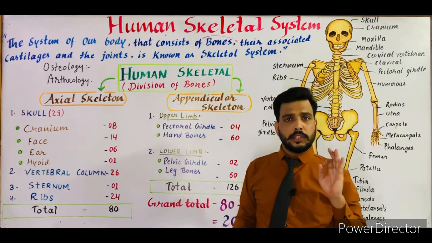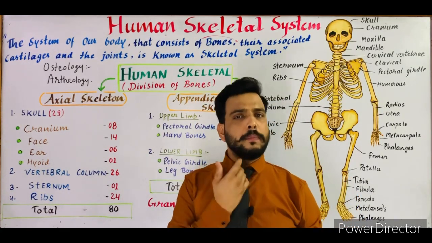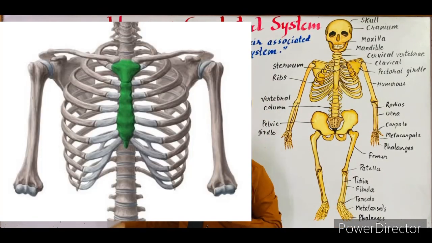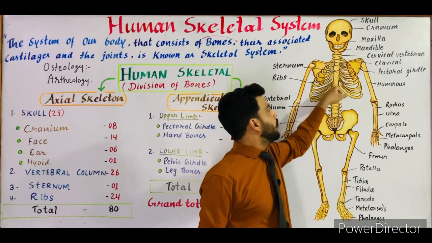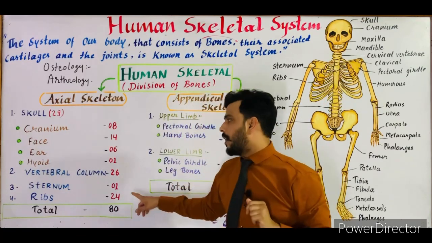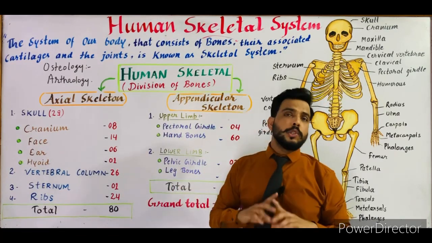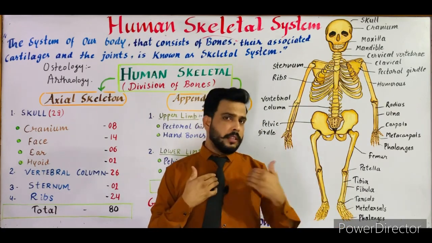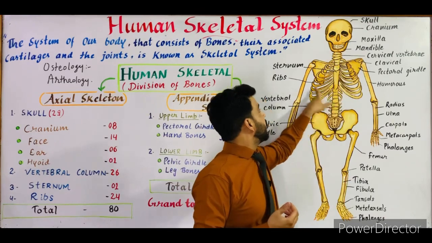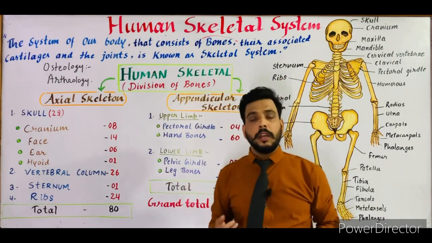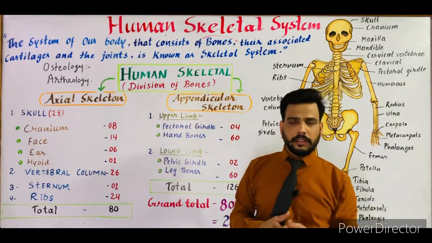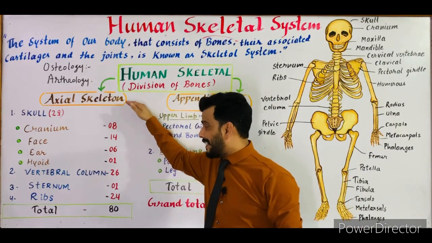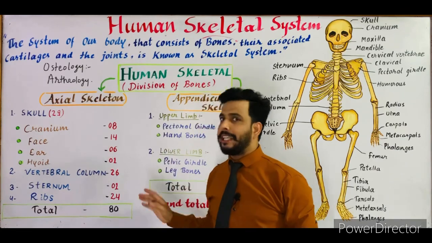Now the next is the sternum. As I told you before, the front part of the human thorax is known as the sternum. It is a single bone, so it is 1. And the last is the ribs. Ribs are 12 pairs, or 24 ribs: one side 12, another side 12. I will tell you in detail in my later videos. Thus the axial skeleton consists of a total of 80 bones.